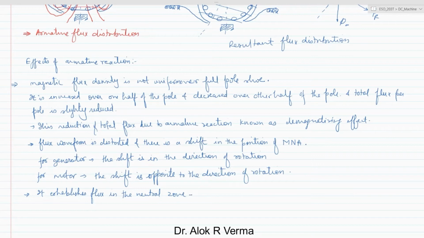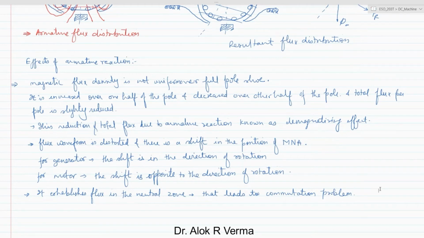What it does, it induces some other voltages which aggravate the commutation problem. Okay, so this is the total main effect of the armature reaction, which we can understand from the effect.